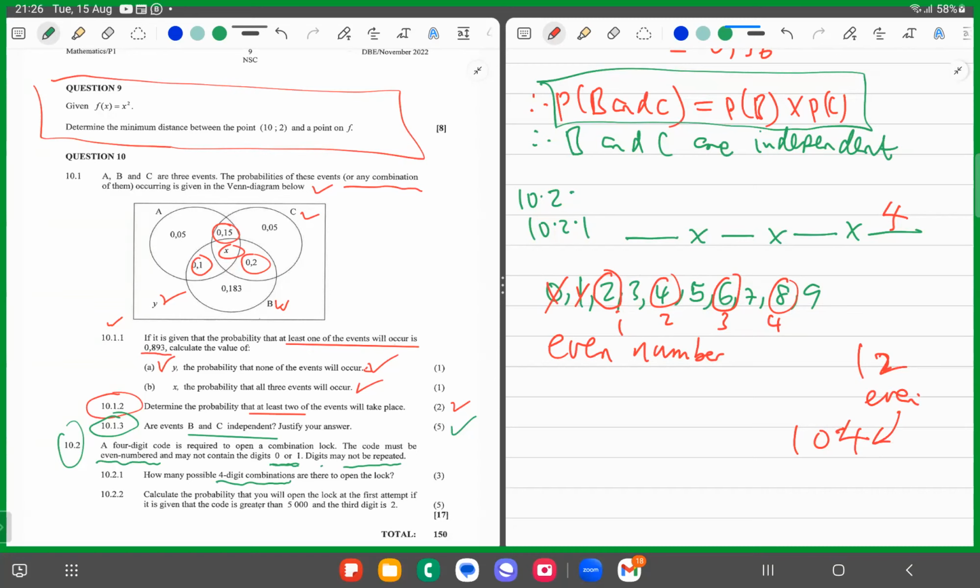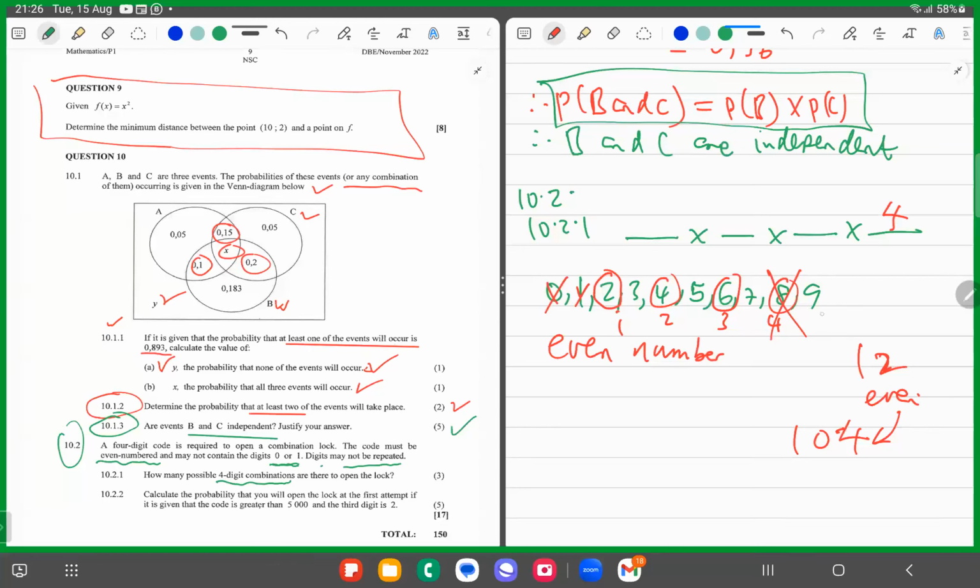But also the digits may not be repeated, and suppose you choose a given even number, how many digits are you then going to be left with, for example? So you need to count.